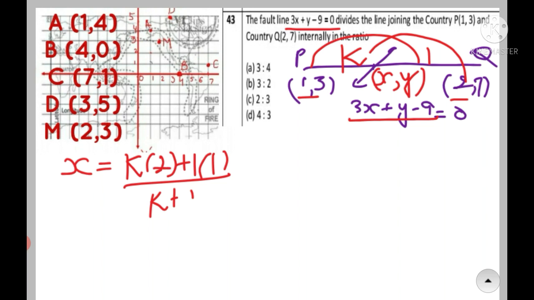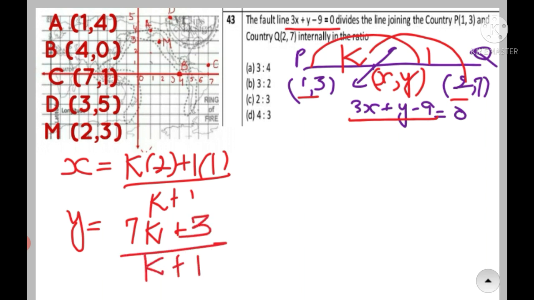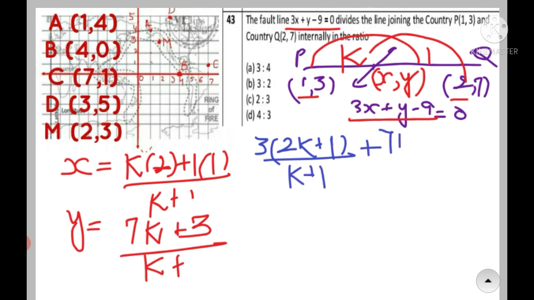So this gives us the x coordinate. And for the y coordinate, we do k into 7, that is 7k, plus 1 into 3, that is 3, upon k plus 1. Now let us substitute this point in the given equation. I get 3 into (2k plus 1) upon (k plus 1) plus y, that is (7k plus 3) upon (k plus 1), minus 9 is equal to 0, or I can say that it is equal to 9.